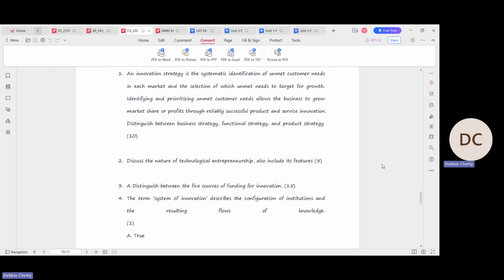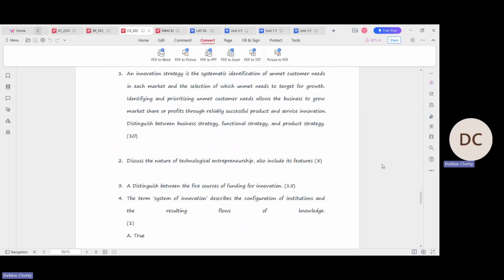So please write according to the mark allocation. If it's 10 marks, you write an answer worth 10 marks. Of course, you will not write a 2 or 3 line answer and expect to get 10 marks. The question clearly states for question one: distinguish between business strategy, functional strategy, and a product strategy.